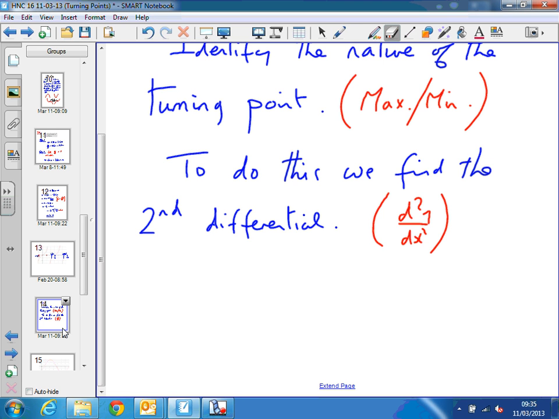If we were using the notation f prime for the first differential, then we'd have f double prime for the second differential and f triple prime for the third, and so on. So those are the two notations for the second differential.